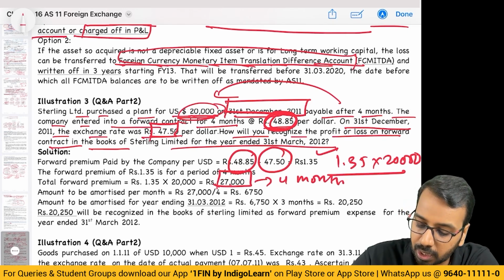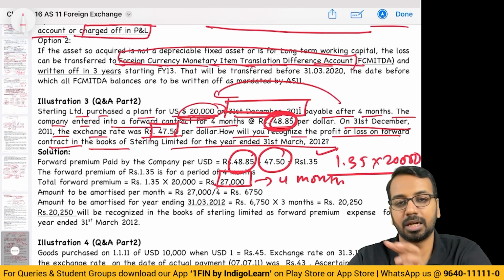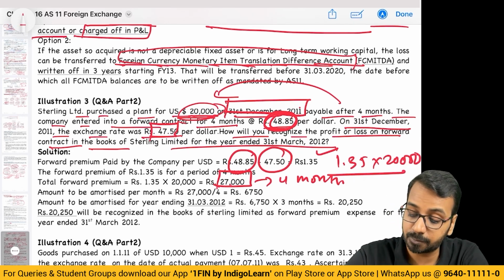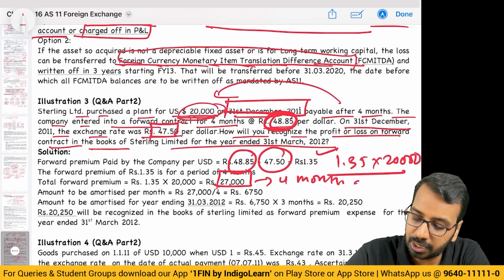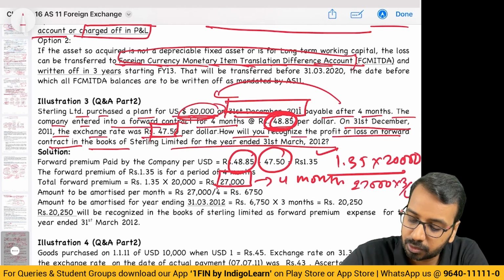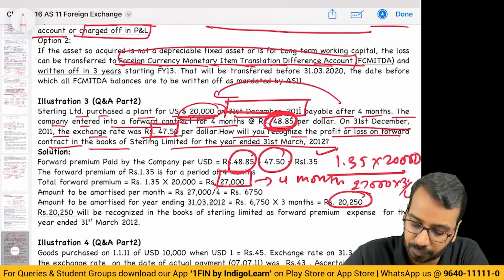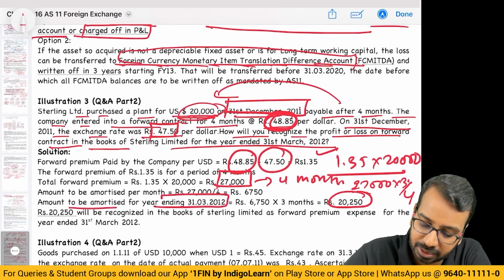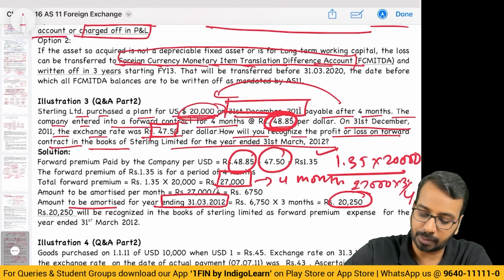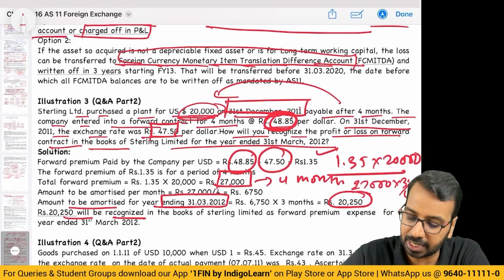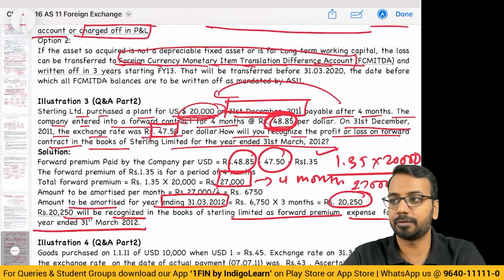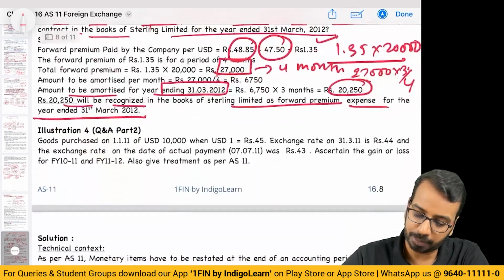So, from 31st December, 31st January, February, 29th February and March, 3 months, 27,000 into 3 divided by 4, 20,250 will be amortized in the year ended 31st March of 12 and the balance will be amortized in the subsequent period. So 20,250 will be recognized as forward premium expense for the year ended 31st March of 12. Okay, that is one thing.